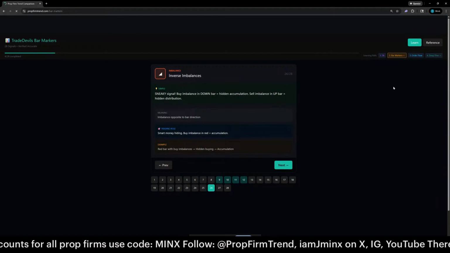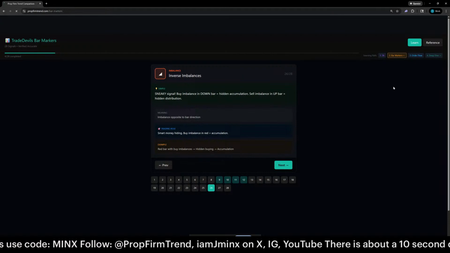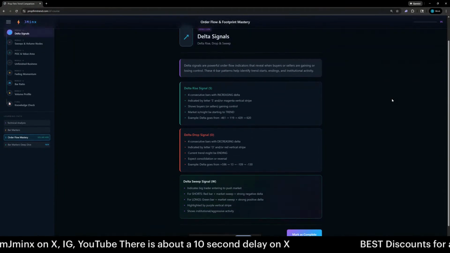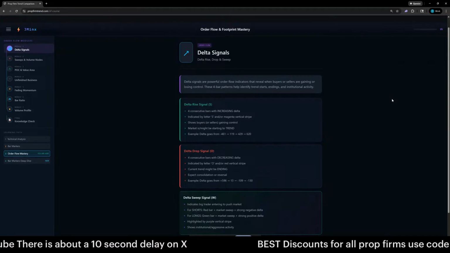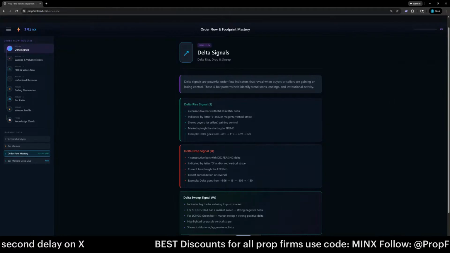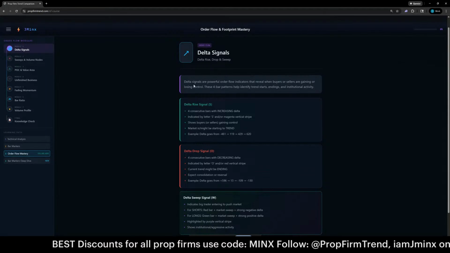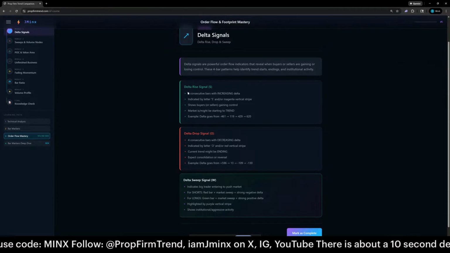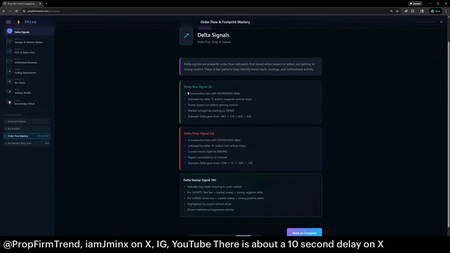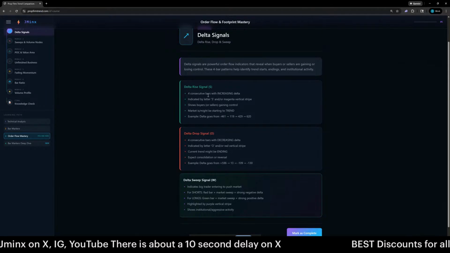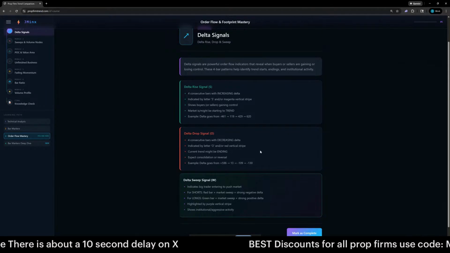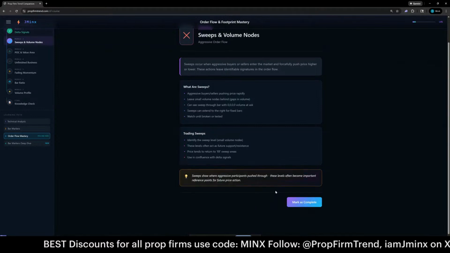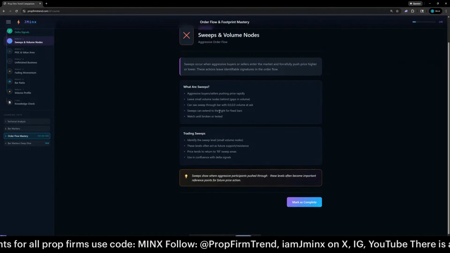And then go to order flow, and it will talk about what delta signals are. If we have like 4 consecutive bars with increasing delta, delta sweep indicates a big trader is entering to push the market. So what are sweeps, trading sweeps?